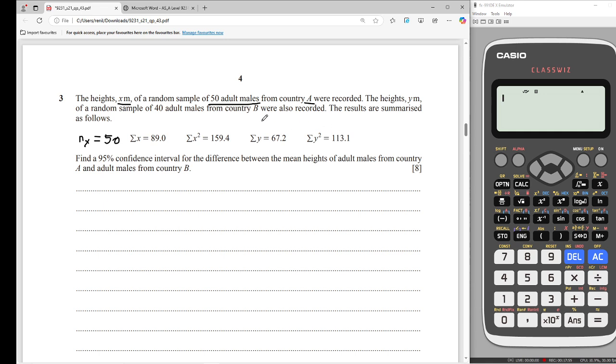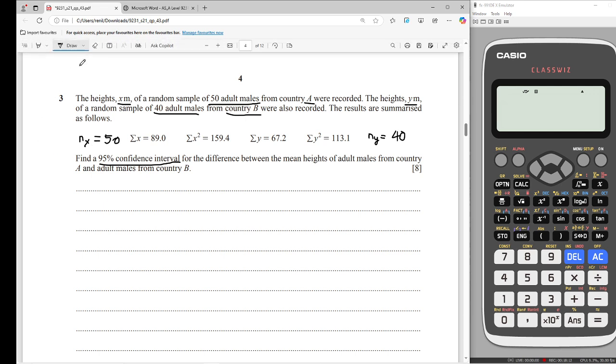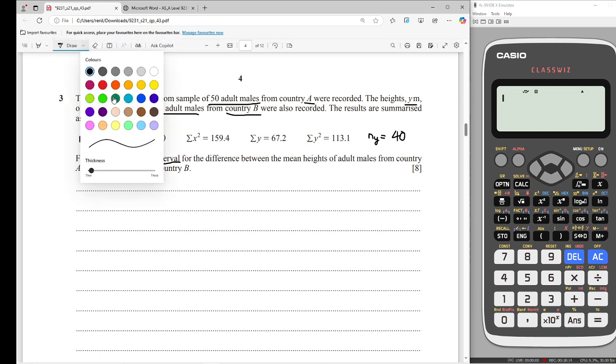These are some things that we need to note down before we even start. So 40 adult males from country B represented with Y. That means the number of samples of Y is equal to 40. And the 95% confidence interval for the difference between the mean heights of country A and country B. Okay, very simple question. Let's solve this.